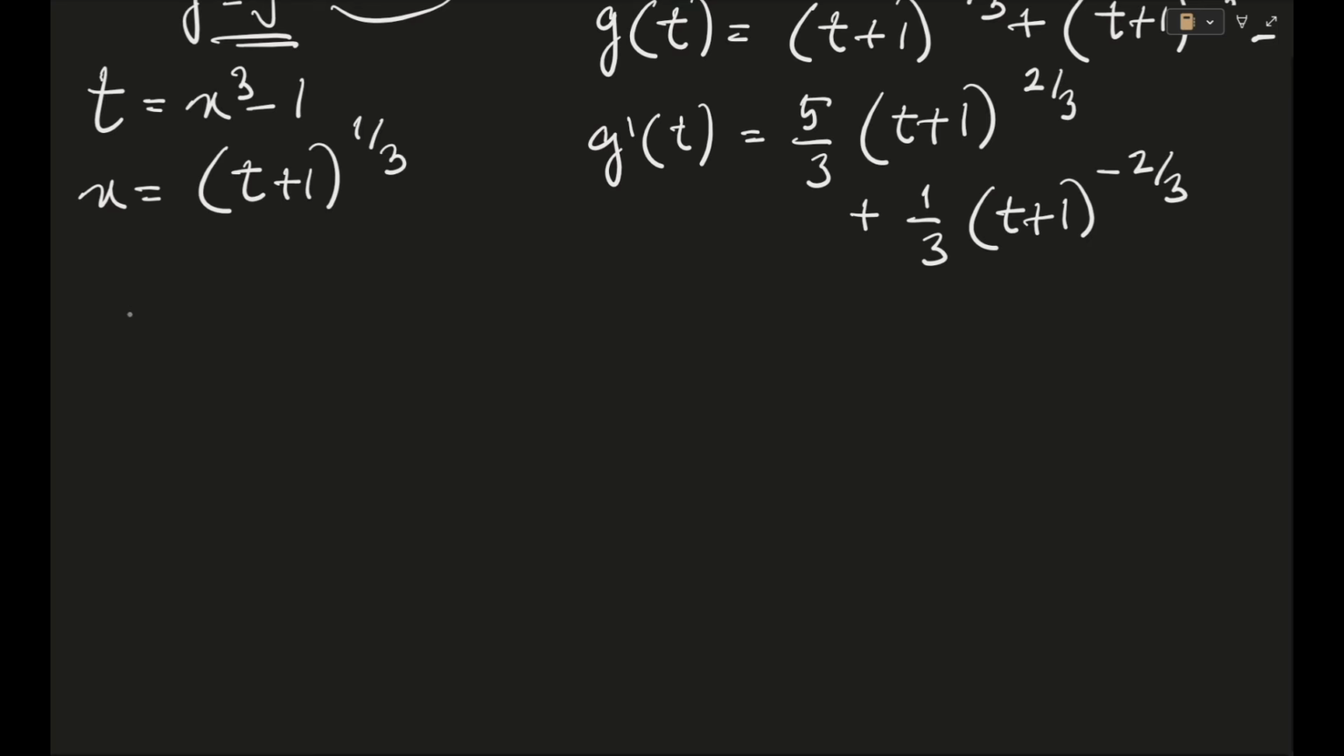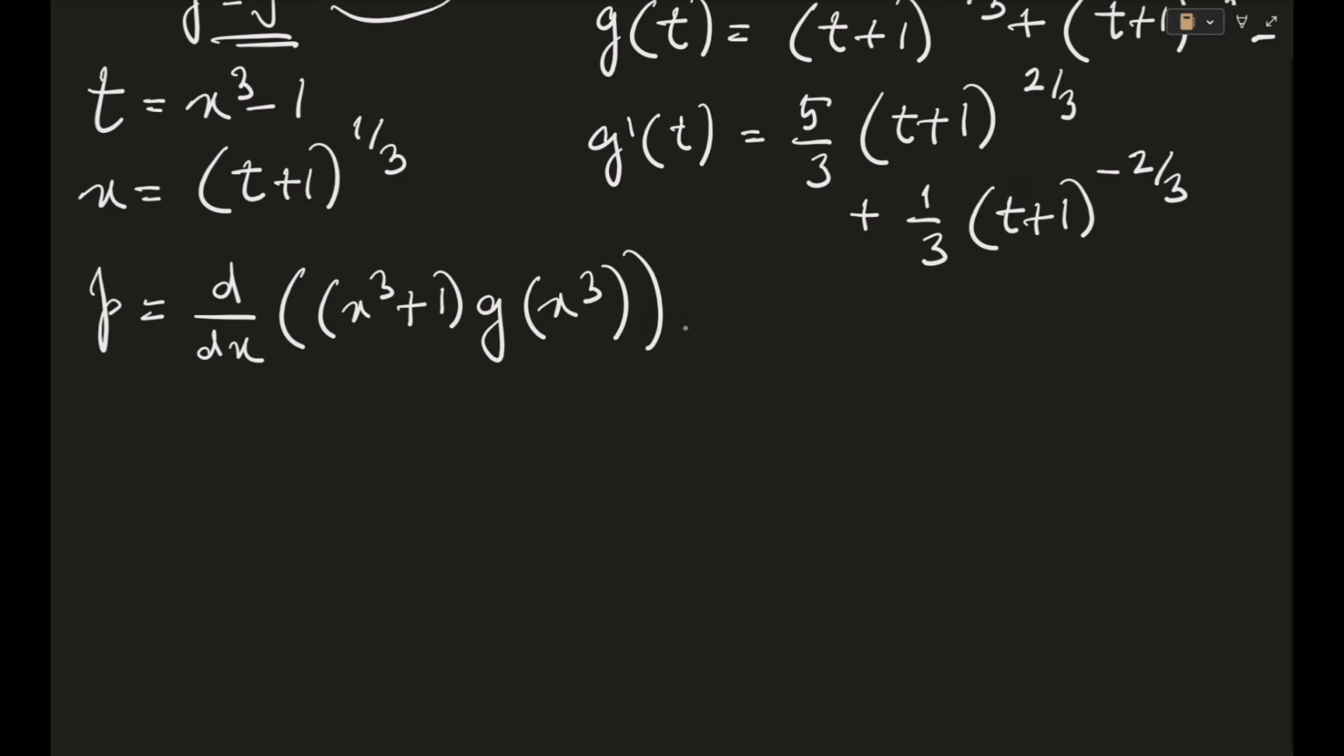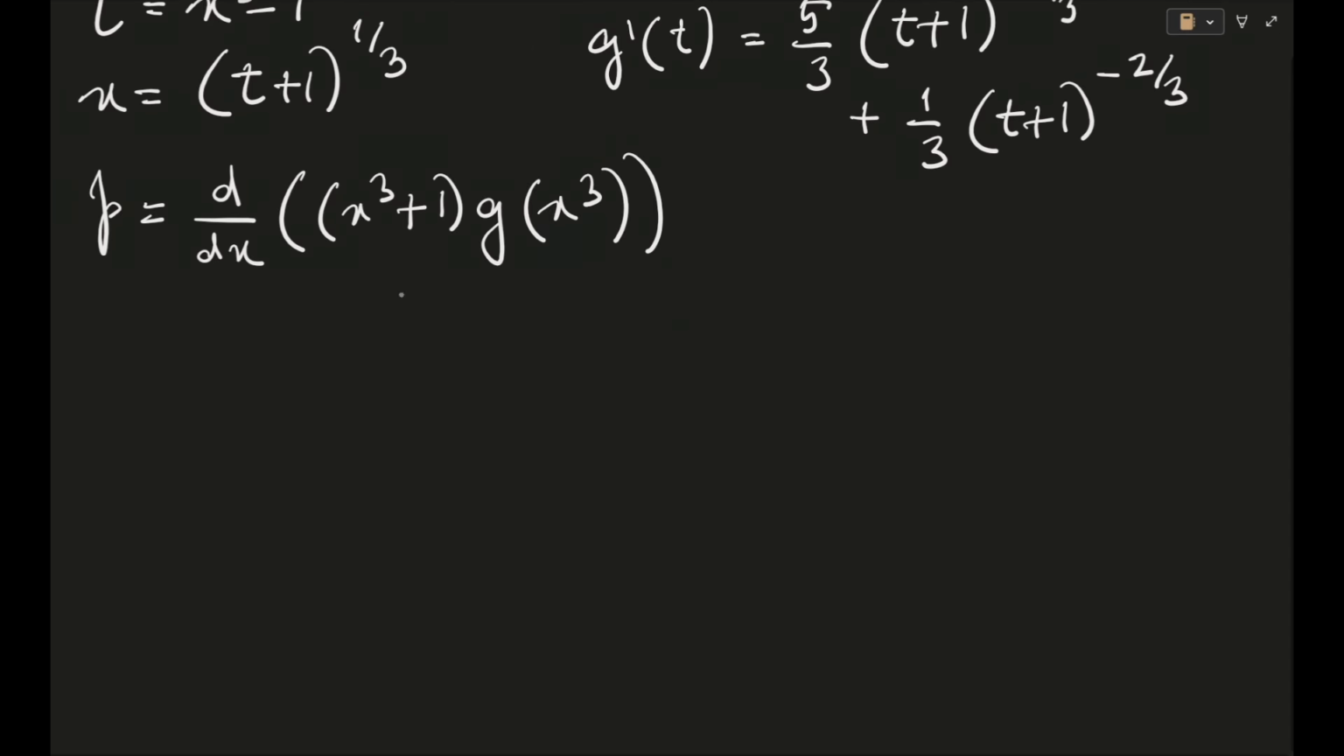Okay, so p has come out to be d/dx of x cube plus 1, and this is g of x cube. Okay. So if we differentiate this, this will come out to be x cube plus 1 and g dash x cube.